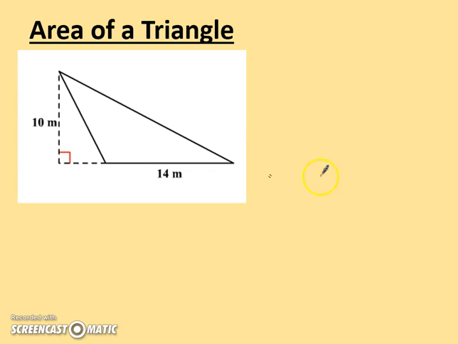Let's move on to an example of a triangle. The formula for a triangle is area equals half the base times the height. Now, the base is the distance that the height is being measured off of. So you can see that the height is measured here, how tall it is, it's 10 meters. The base lies at the bottom of the height. Not always at the bottom of the picture, we could turn this, but at the bottom of the height, which is 14 meters. So this is our base measurement.